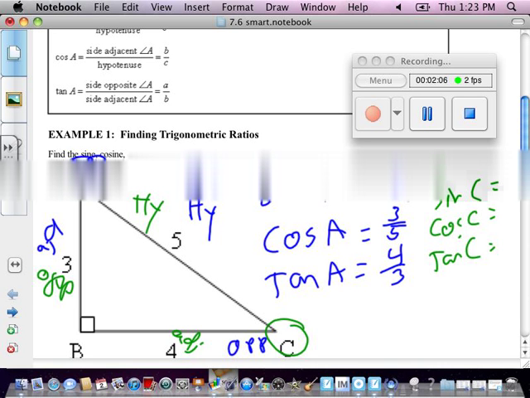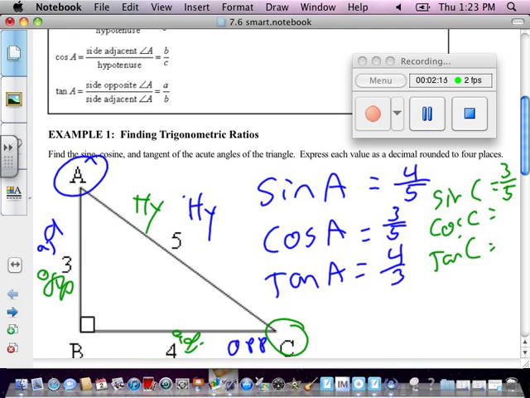Okay, so if we're looking at C, what is opposite over hypotenuse for C? Good. What is, for C, adjacent over hypotenuse? 4 over 5. And for tangent, which would be 3 over 4. Anybody confused how I'm getting these? Yes. And you said that you can't get it for B because that's the right angle. Because it's the right angle for us.